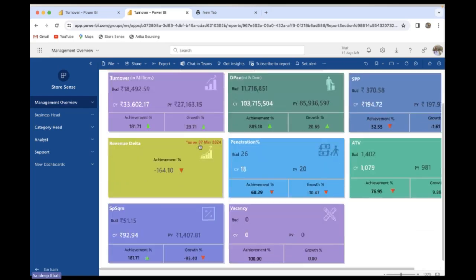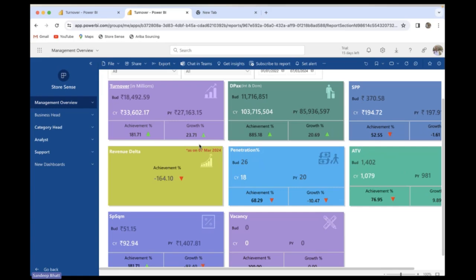Each tile is a KPI in itself, covering turnover, departure pax, sales per pax, revenue delta, penetration, average transaction value, sales per square meter, and vacancy, meaning the number of vacant spaces at the airport. When I say each tile is a KPI in itself, it gives current year performance against the past year, the budget, the achievement of current year performance compared with the budget, and the growth percentage of the current year against the past year.